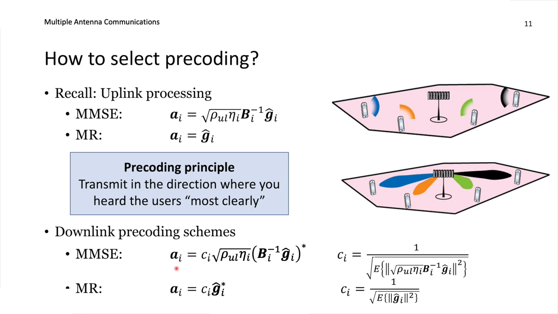So we can take any of these precoding vectors and put them into the capacity lower bound that we had before, and then we just need to compute the expectations in order to get the capacity lower bound. For the MMSE case, it turns out that we cannot actually compute the expectations exactly. We need to run simulations to approximate them. But when it comes to maximum ratio, we can compute the expressions.